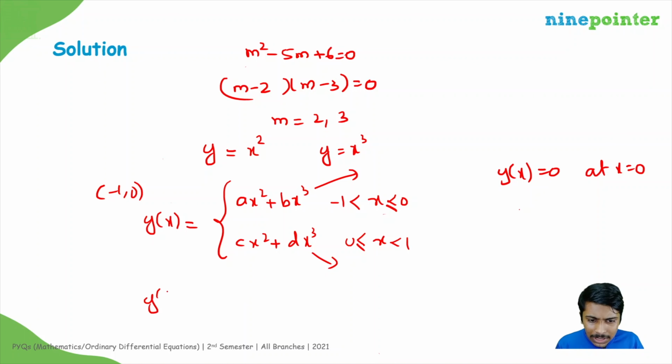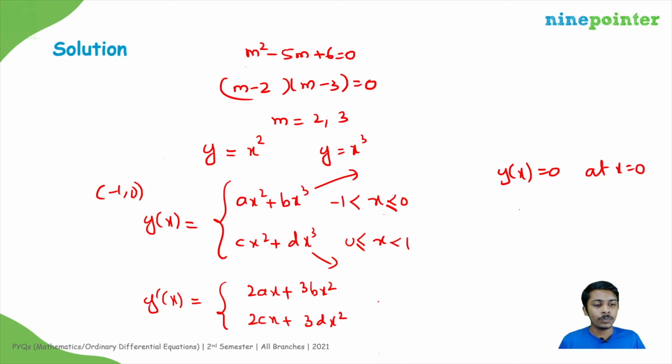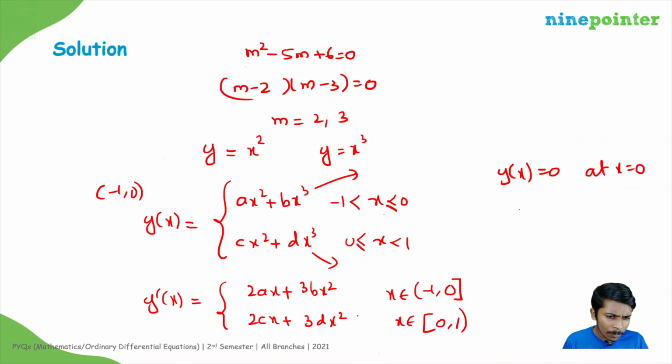Okay, so let me just calculate the first derivative blindly. I'm not saying that it already exists, but if it exists, what should it be? It will be 2ax plus 3bx square, and similarly here we will have 2cx plus 3dx square. Okay, here x belongs to minus 1 to 0, and here x belongs to 0 to 1. Now is it actually differentiable at 0? As x tends to 0, this term goes to 0, right? Similarly, this term also goes to 0. That means this function is differentiable at x equal to 0.